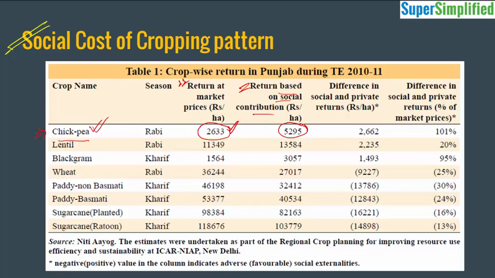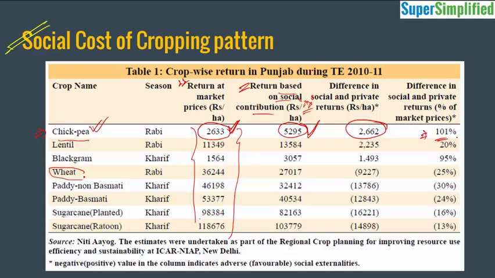So because of all that, the social contribution is 5295, and the difference between the social and the private return is 2662 rupees. So there is a difference of 100% here, right? You can see the private returns are less, but the social returns are more. Currently all our decisions are based on the private cost. We are ignoring all these social costs, and because of that we are facing a lot of challenges, what we have seen recently in Latur, right?